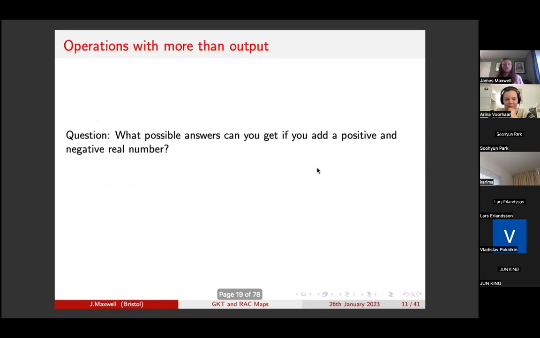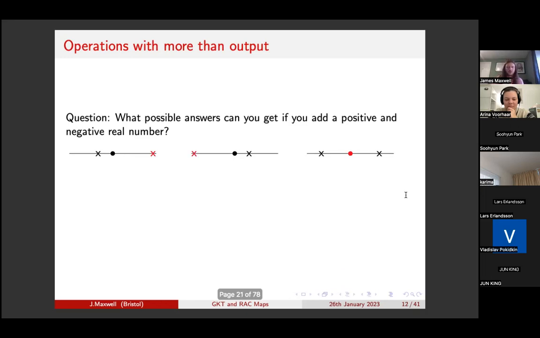So to give some motivation and introduction, there's kind of a rhetorical question here: what possible answers can you get if you had a positive and a negative real number? All that you know is one is positive and one is negative, and you don't necessarily know the size. They do have some size, but you don't necessarily know it. So these are kind of poorly coded diagrams here, giving you the three situations that can happen. You can either have that the positive one is bigger, the negative one is bigger, or that they have the same size and they will cancel.